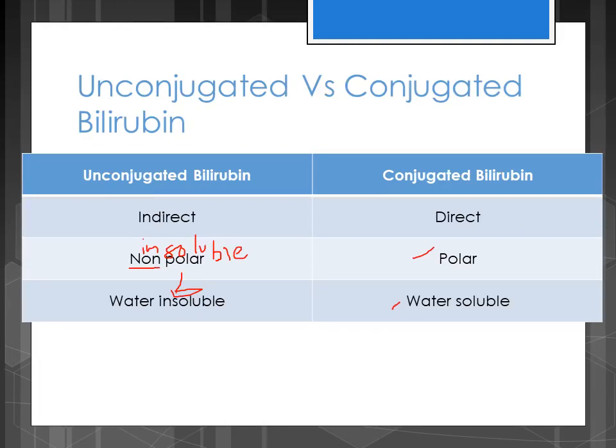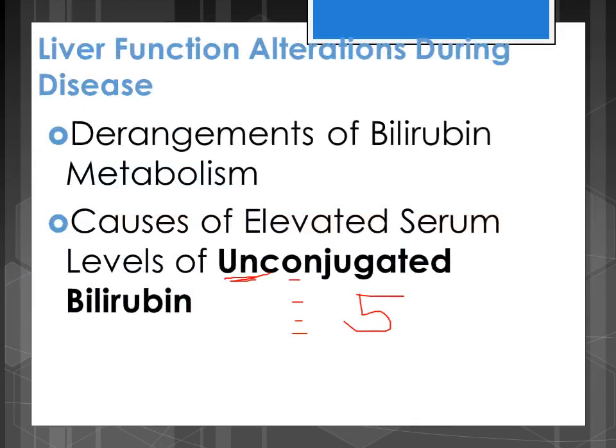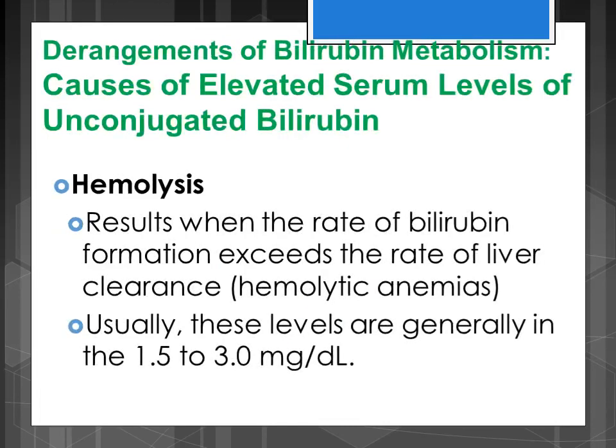So now we are on the second topic, which is the derangements of bilirubin metabolism. Derangement means there is a disturbance in bilirubin metabolism. First, we will cover the causes of elevated serum levels of unconjugated bilirubin. In our discussion, there will be five major derangements of bilirubin metabolism that would increase it.